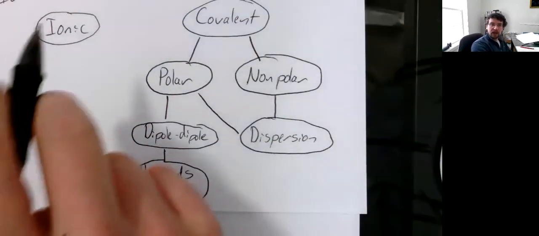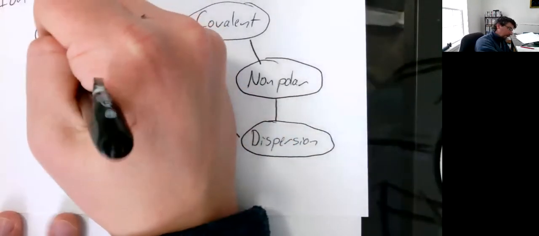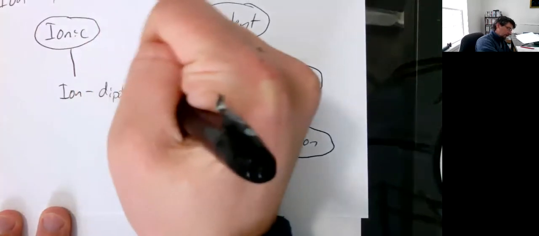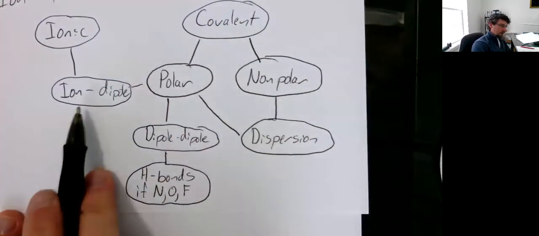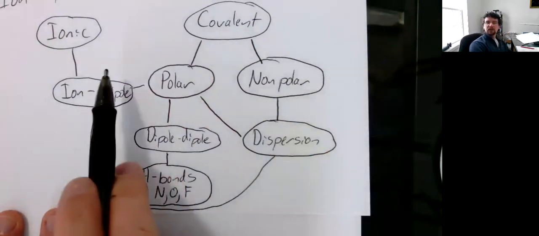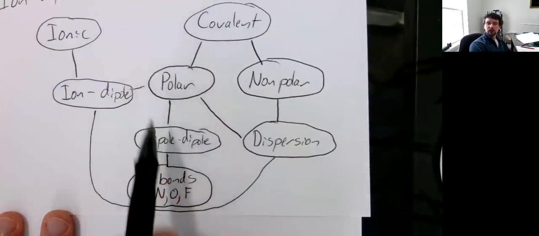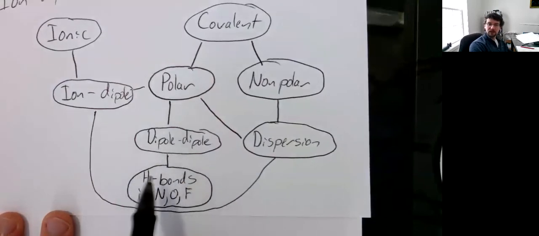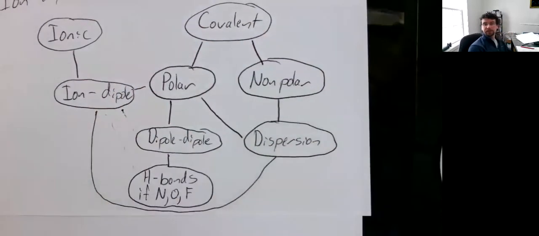Okay, so what about ionic species? If you have an ionic compound interacting with a polar compound, what you're going to get is an ion-dipole interaction. And of course, this species still has dispersion. If you're considering that you have a large number of polar solvent molecules, you're going to have dipole-dipole interactions. And if it's water or something similar to that, you may have H bonds. So we're going to put dashes along here.